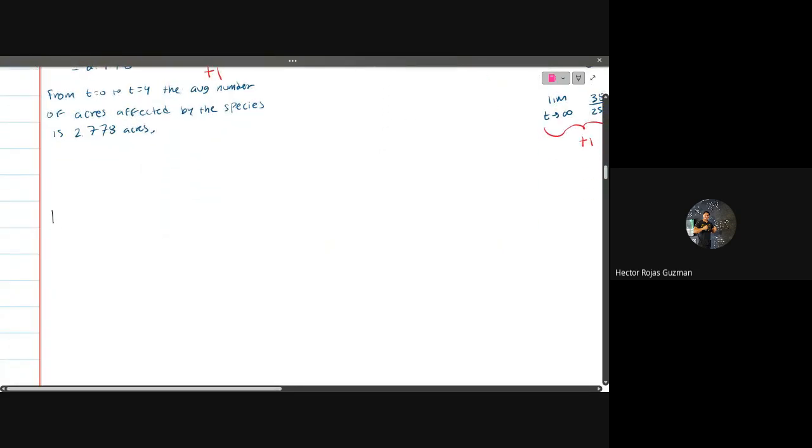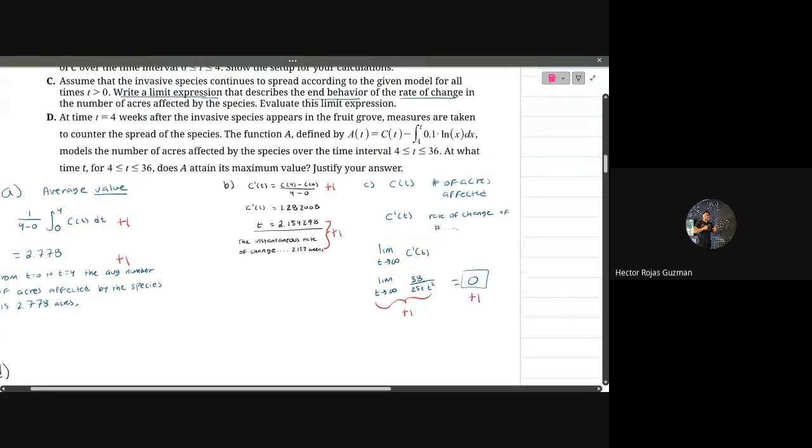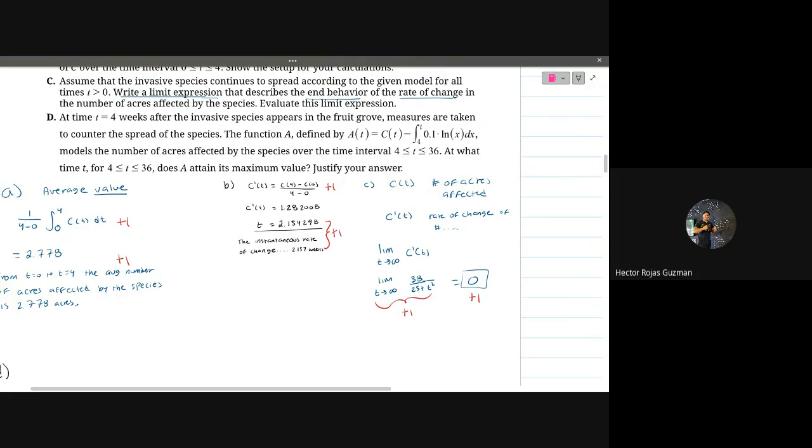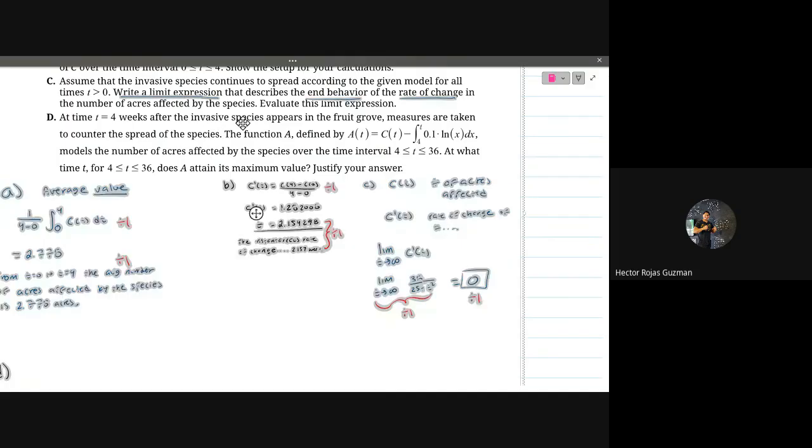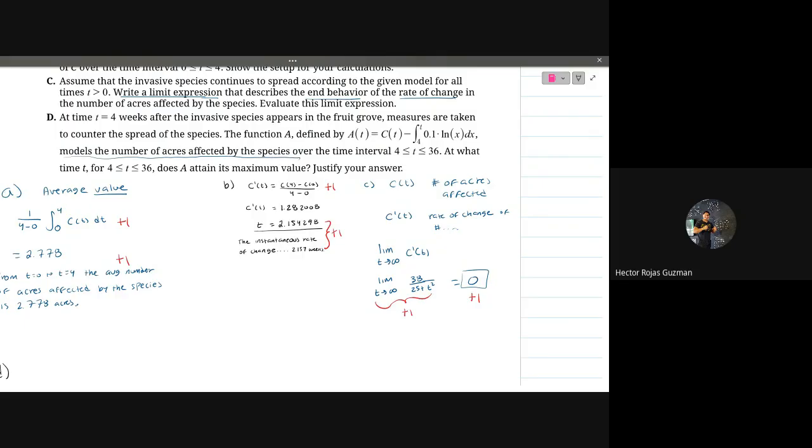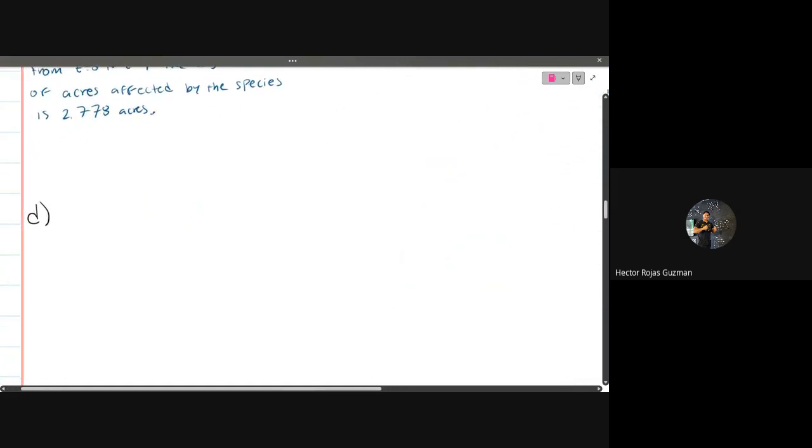Okay, last one in question 1. Let's see. So we got 4 weeks. The invasive species. I guess I gotta read the question to myself too. After the invasive species appears in the fruit grove, measures are taken to counter the spread of the species. The function A models the number of acres affected by the species. At what time does A attain a maximum? Okay, perfect. That's all I need. When does A attain its maximum?